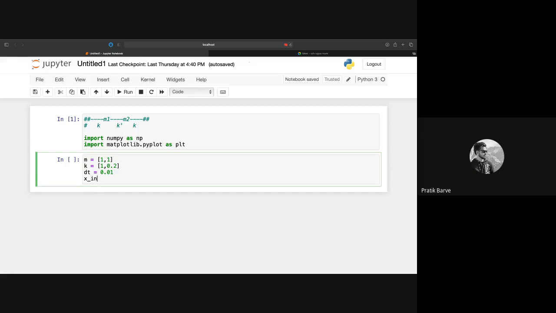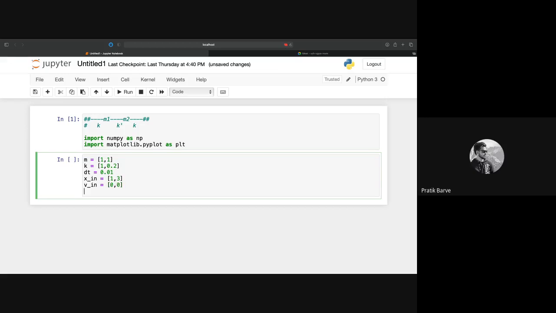Now we'll take our initial positions. So x initial, that is the initial position of masses. Let's say the first was at 1 and the second was at 3. We'll take the initial velocities. Let's say they are 0 at the start.